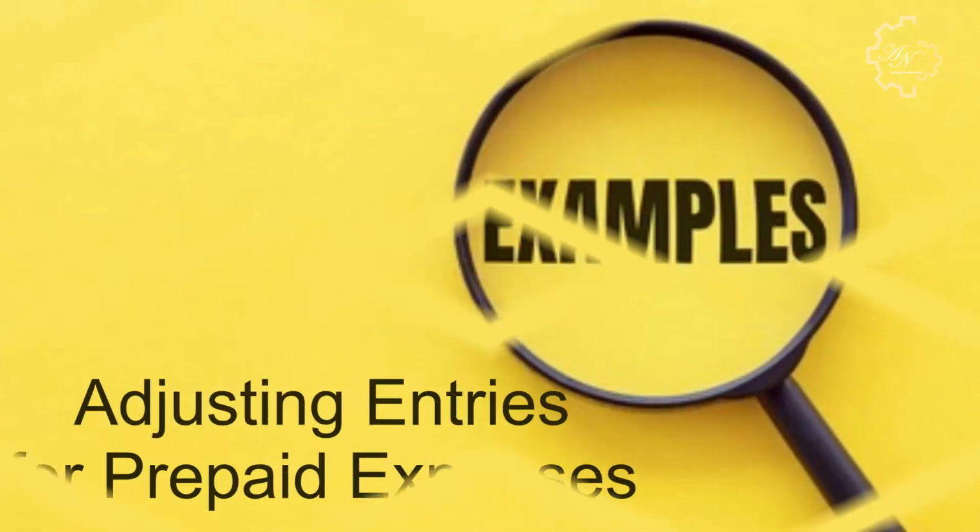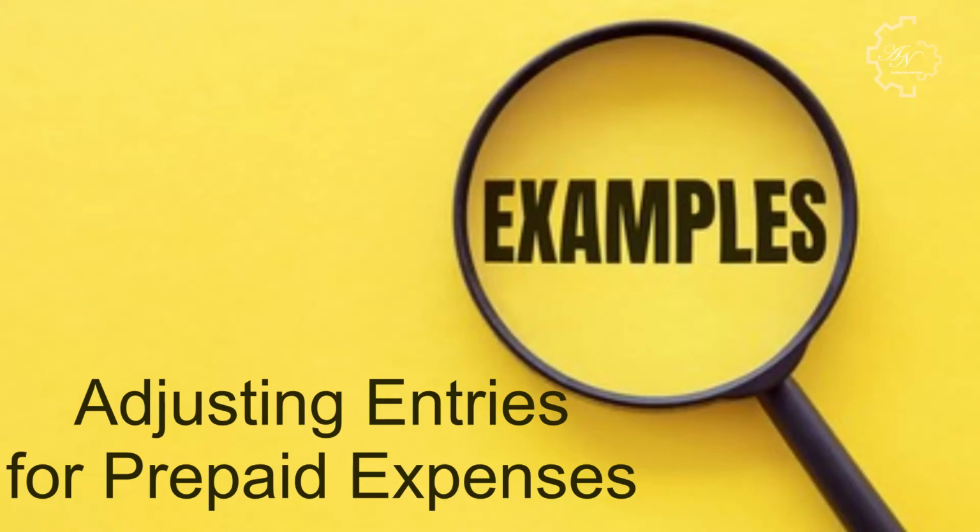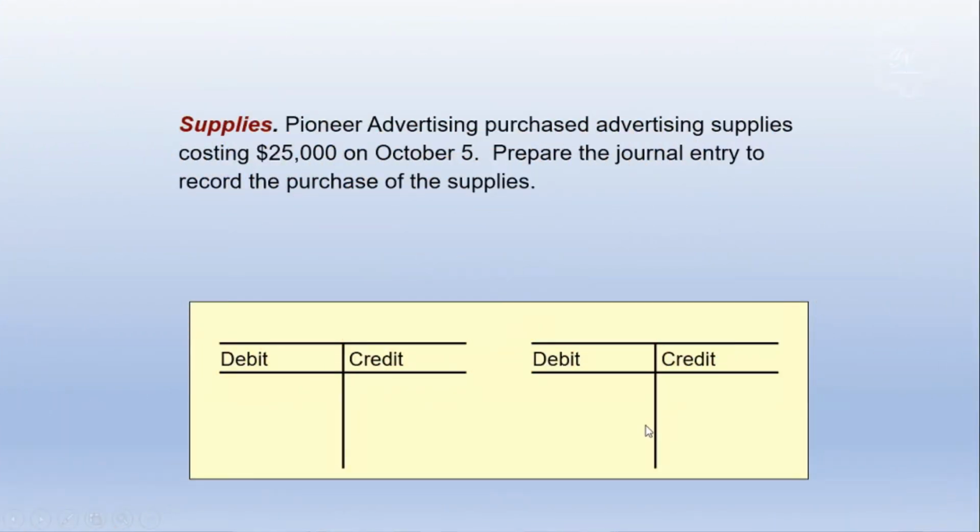Let's move to the example. Adjusting entries for prepaid expenses. Supplies. Pioneer Advertising purchased advertising supplies costing $25,000 on October 5. Prepare the journal entry to record the purchase of the supplies.